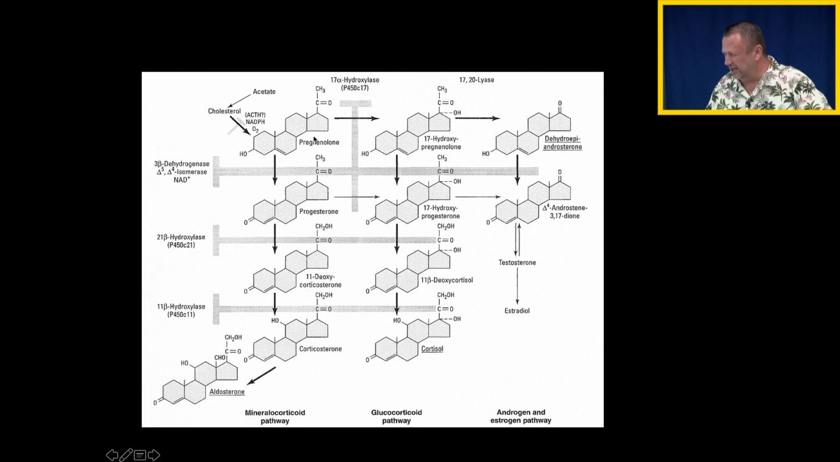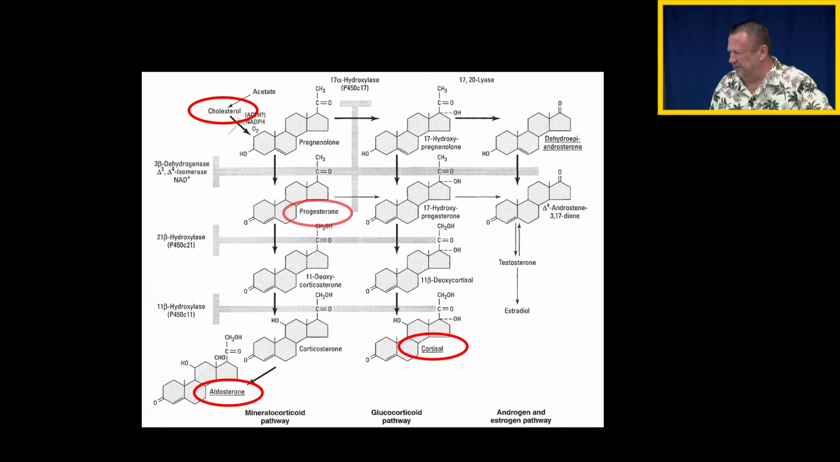pregnenolone, can either end up being aldosterone, or it can go this way and become cortisol, or it can come this way and become the androgens, corticosterone, aldosterone. So here are the 3 points I want you to see: aldosterone, cortisol, and the androgens. Testosterone is converted to estradiol. All right, I don't think I wanted to go through all that. That's what I wanted you to see right there.